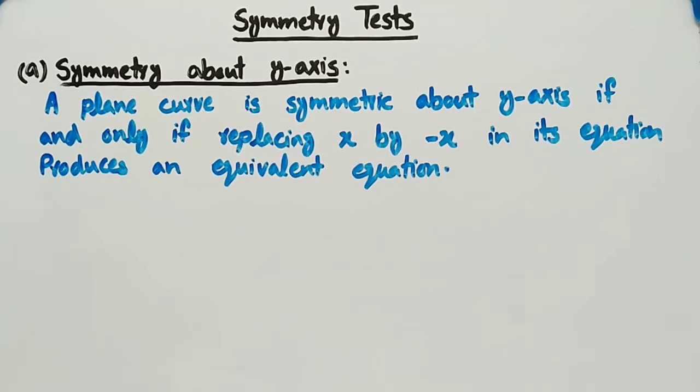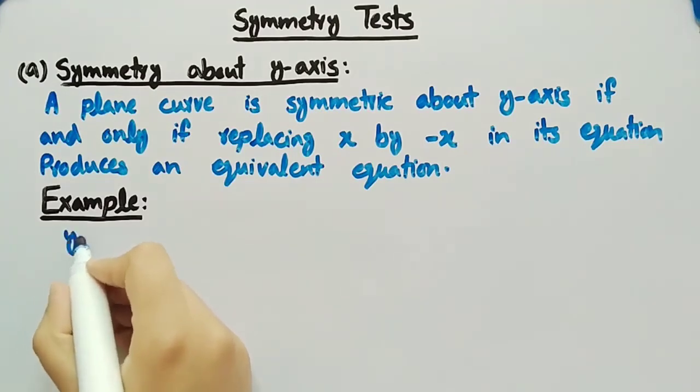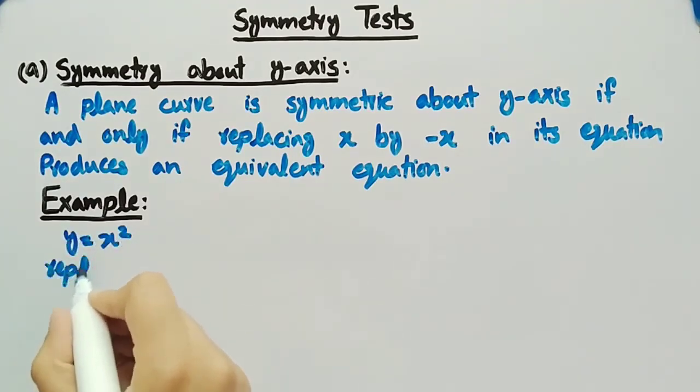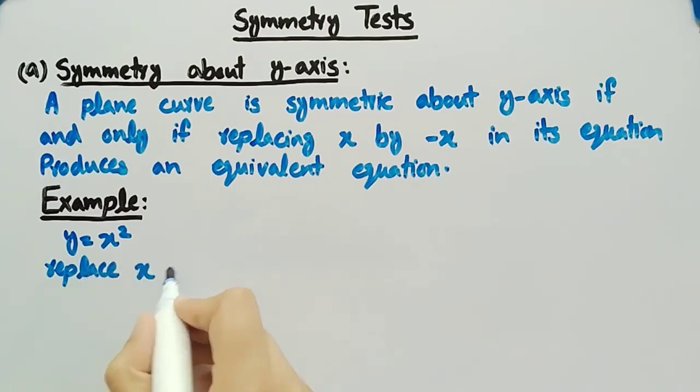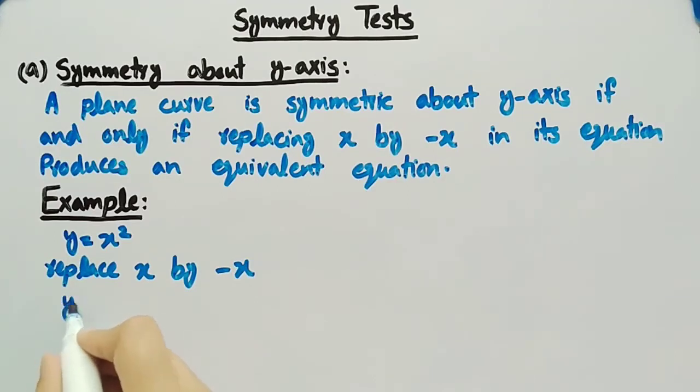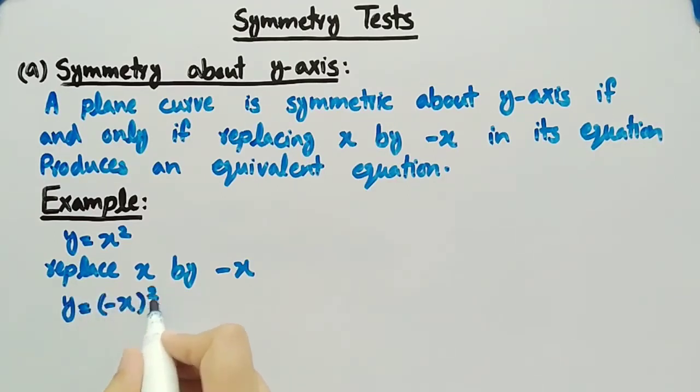Now we will understand this concept by an example. Consider the equation y is equal to x square. Now replace x by minus x. We get y is equal to minus x square, which implies y is equal to x square.